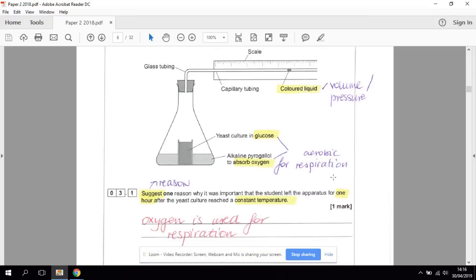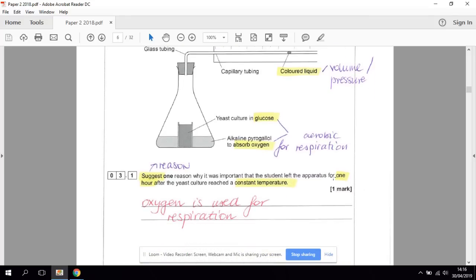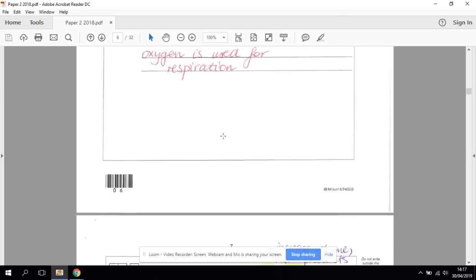So the question is to suggest one reason why it was important that the students left it for 1 hour after the yeast culture reached a constant temperature. So why are we leaving them? Let's have a look where they are. They are here in that solution. What's in them? Oxygen. So the oxygen is used in the respiration. Okay, so that's the reason.